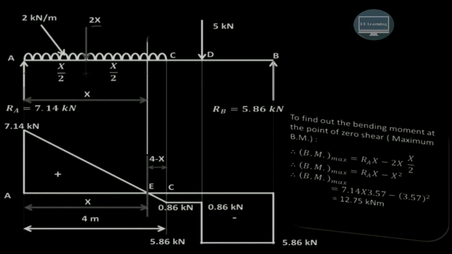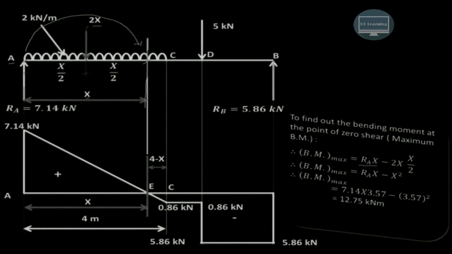And now we can take the moment about this section, that is the section under consideration at a length of x from the A point. If you want to find the moment about this section, you have to start with this RA. RA will produce the clockwise moment about this section. The perpendicular distance from point A up to this section is x, so it is RA into x, and as it is clockwise, it is positive.